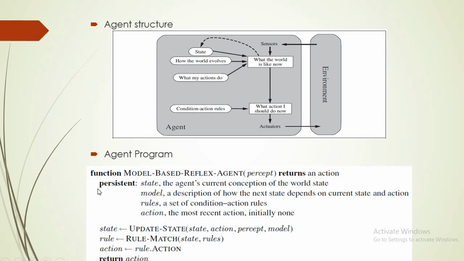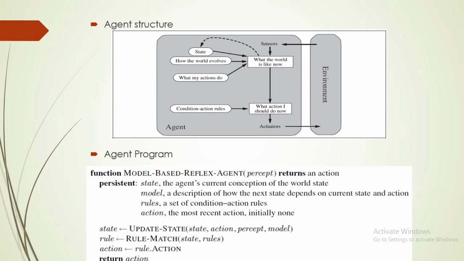So this is an example, or the skeleton, of the program of such an agent, whereby it takes in the percept and returns an action. But the agent now has these 4 items as part of it: the state, the agent's current conception of the world state; the model, the description of how the next state depends on the current state and action; rules, the set of condition-action rules; and action, the most recent action, initially none.